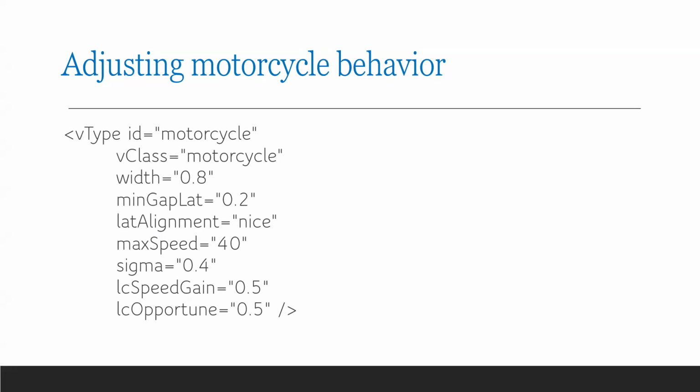Maximum speed is 40. We can reduce it or increase it. Sigma value, that is the platooning effect, will be 0.4. We have to reduce it so that vehicles will come as platoon, especially motorcycles may come in platoon. And lane change speed gain, we have to reduce this to 0.5, and lane change opportunity will be reduced to 0.5. This behavior will give motorcycles a more real look.